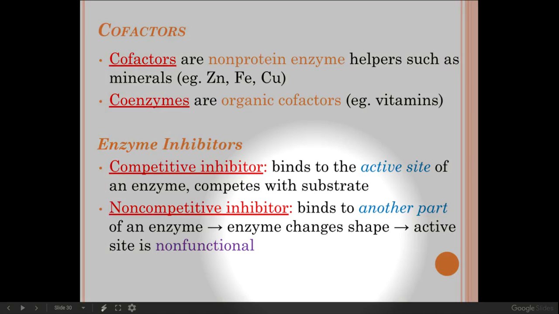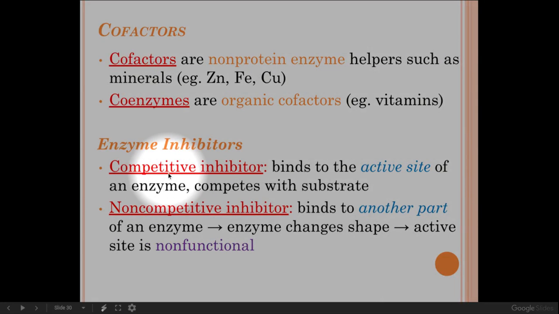So let's make sure we understand these two terms here. Competitive competes for the active site, competes with substrates. So it's another molecule that kind of fits in the same spot. A non-competitive inhibitor does not compete with the substrate, does not compete for the active site, but instead binds somewhere else. And when it does, it changes the shape so that the enzyme is non-functional.